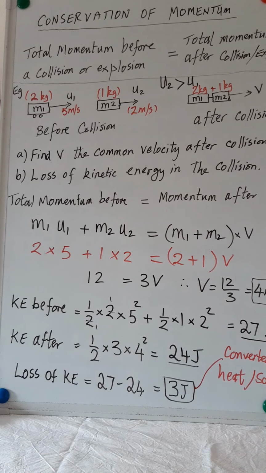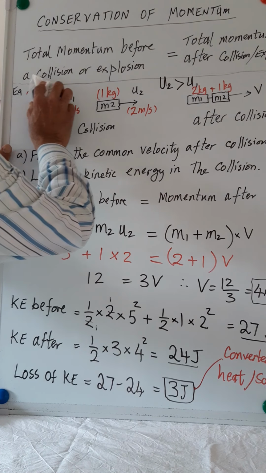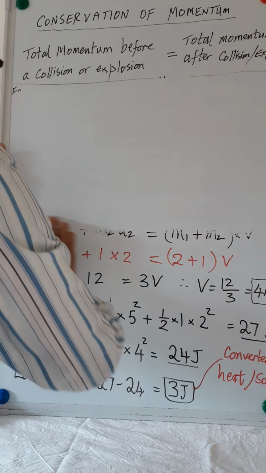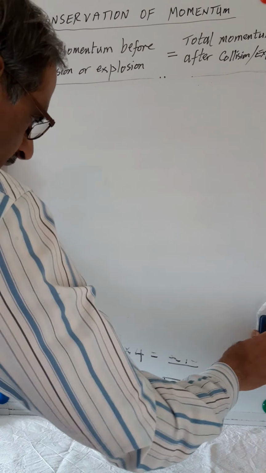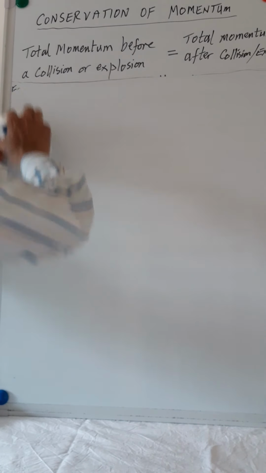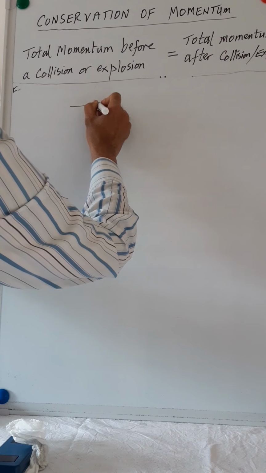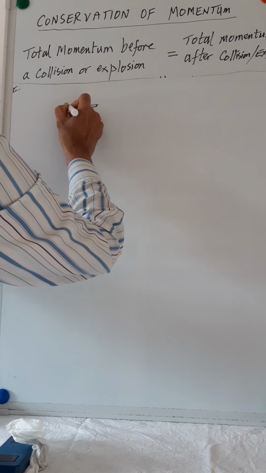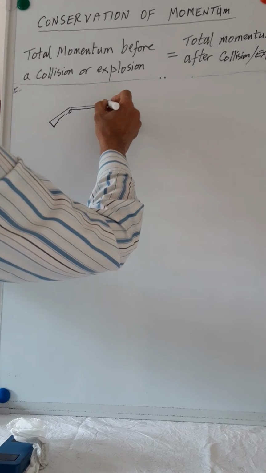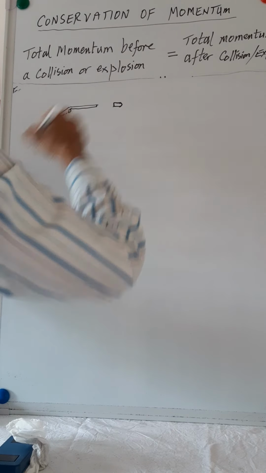Right, okay. The next thing we're going to talk about is the explosion. The total momentum before collision is equal to the total momentum after. So we're going to consider a gun and a bullet. Now, what happens when we fire a gun? I'm going to draw a gun like this. That's the gun. And there's a bullet that's coming out of it. That's the bullet.